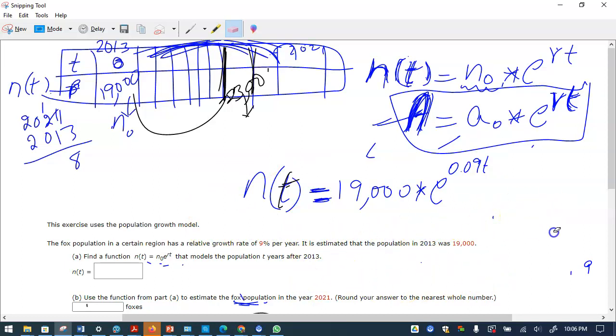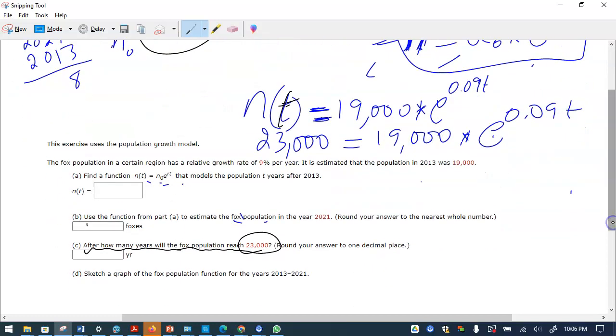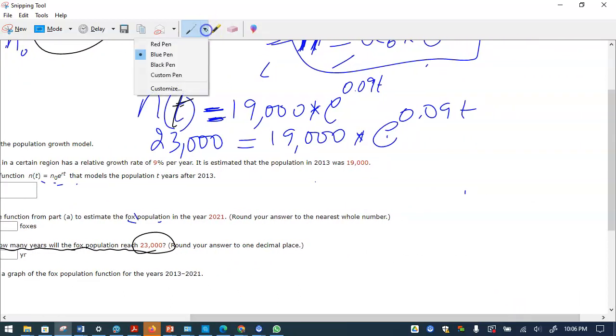So I'm taking time so that all steps are understood. So you just plug in, this is 23,000. This is 19,000 times e raised to 0.09t. Now, of course, I want you to write the steps. So the first step is divide by 19,000. So we have to solve for t.